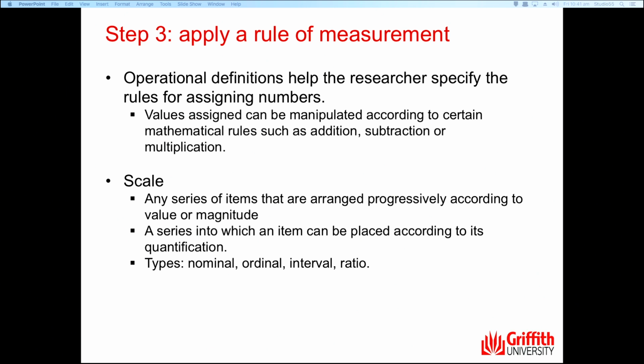Usually, in terms of measuring a concept, you use what we call a scale. This is a series of items arranged progressively according to values of magnitude, in which an item can be placed according to qualification. We have 4 different types: nominal, ordinal, interval, and ratio. We will discuss these in a different video. Please watch that video.